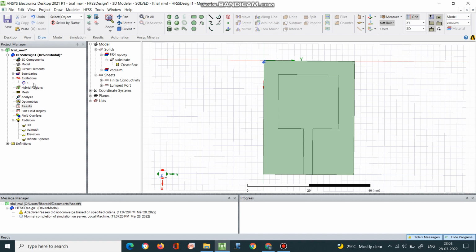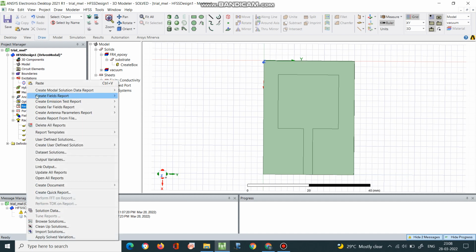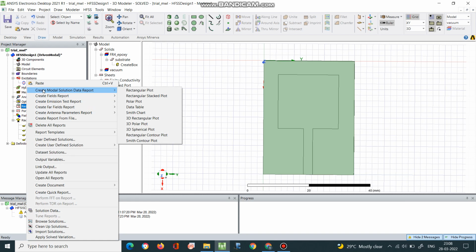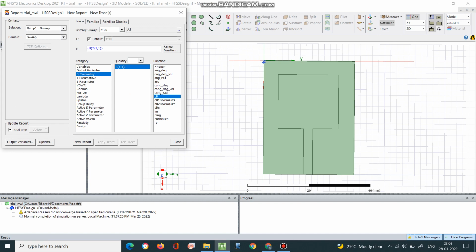Okay, now let's check the results. Go to the results and right click on it. You'll have multiple plots here. Go to the first one, create model solution data report. Give rectangular plot. We have to take S parameter, S11. We have only one port, so this is showing only S11. Always S11 we have to measure in dB, right?